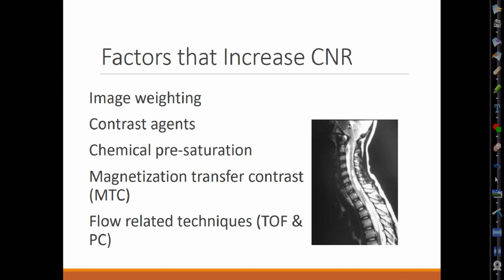So our time of flight and our phase contrast flow techniques are great at detecting blood flow. So you'll see the arteries and the veins within the blood, and it saturates all the stationary tissue. Flowing blood is going to appear bright, but all the tissue that just sits there and remains stationary becomes saturated and dark. That's why on your time of flight, all you see is the vessels, your circle of Willis. And magnetization transfer contrast is where you're using a counter gradient to null the signal in the background. So a lot of times MTC is used on your time of flight to suppress the background tissue even more.